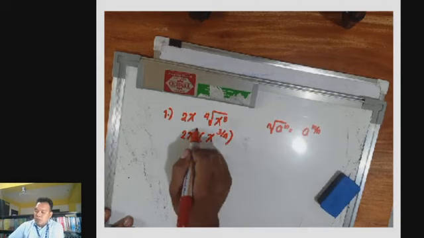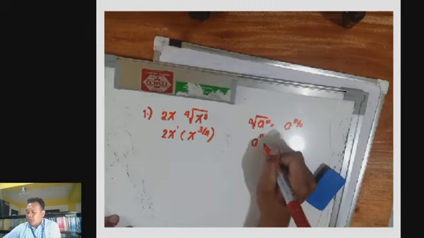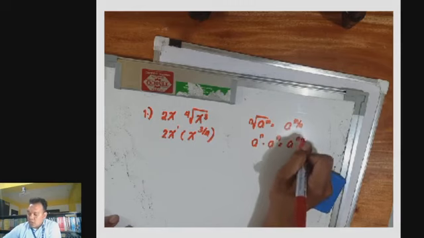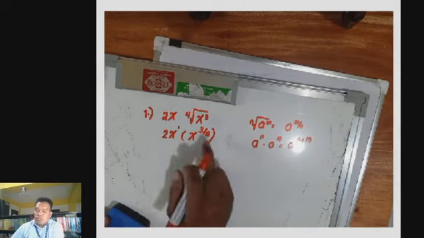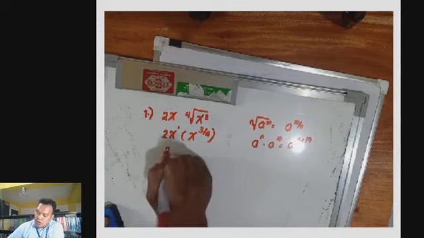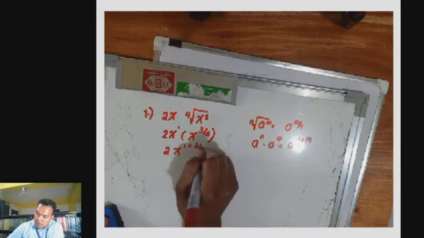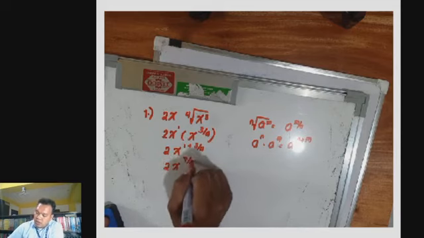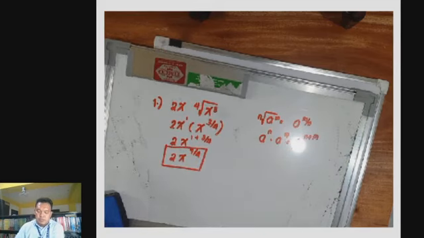Ngayon, di ba may 1 to? Then meron tayong properties which is a raised to n multiplied by a raised to m is equivalent kay a raised to n plus m. Therefore, 1 plus 3 over 4 po tayo dyan. So, lalabas 2 times x raised to 1 plus 3 over 4. Therefore, 2x raised to 7 over 4 po yan. Ito po yung sagot para dun sa number 1. Okay?